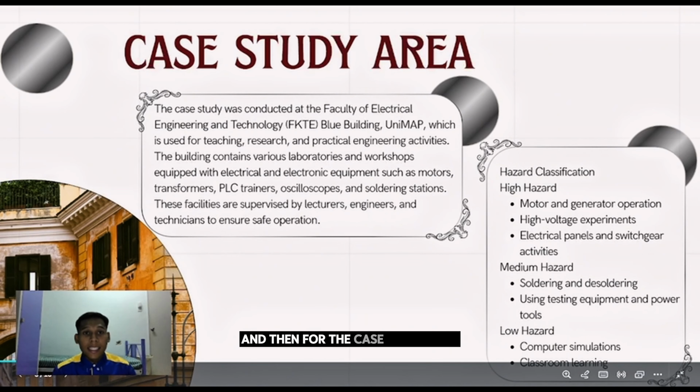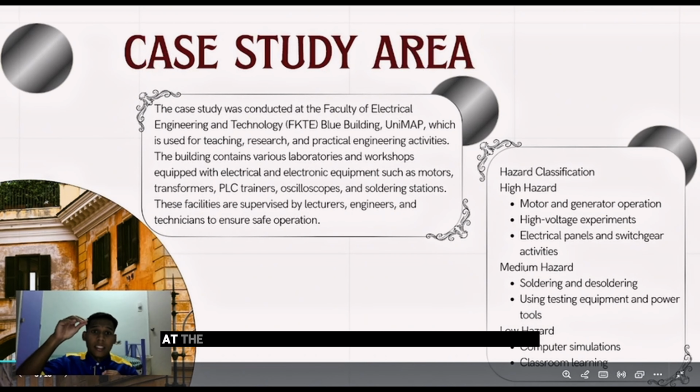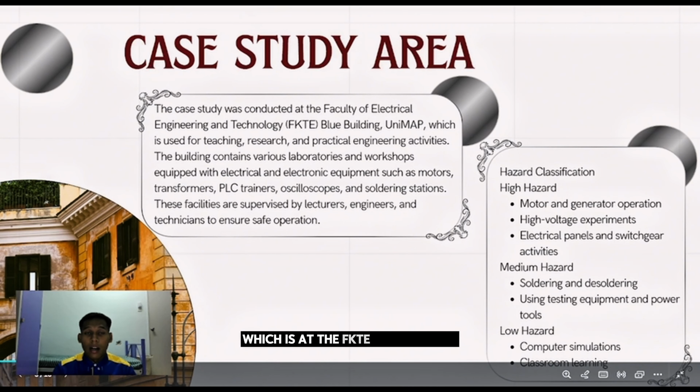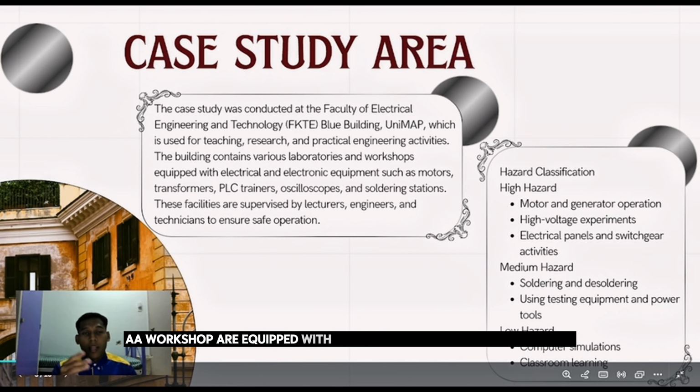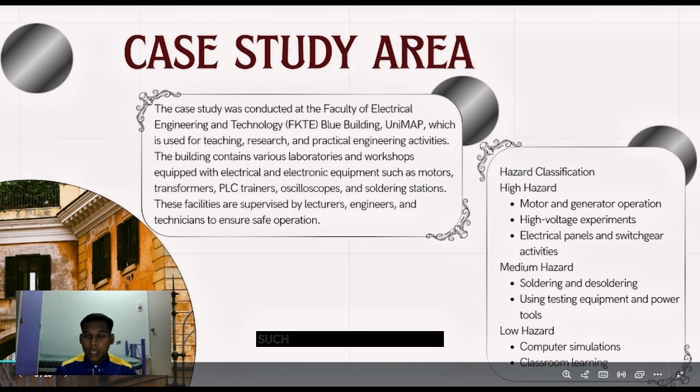For the case study area, it is at the Faculty of Electrical Engineering and Technology, the FKTE Blue Building, which is used for teaching, research and practical engineering activity. The building contains various laboratories and workshops equipped with electrical and electronic equipment such as motor, transformer, oscilloscope and soldering station. These facilities are supervised by lecturers, engineers and technicians to ensure safe operation.